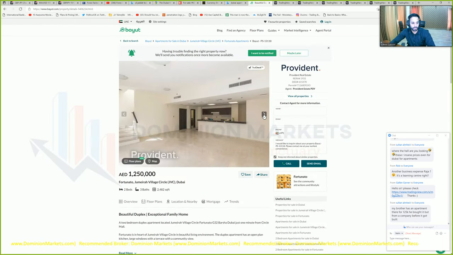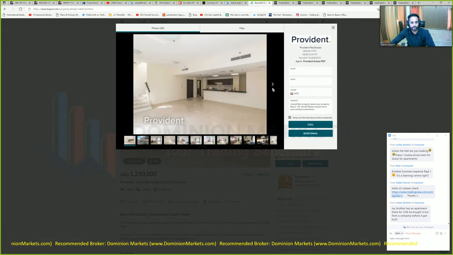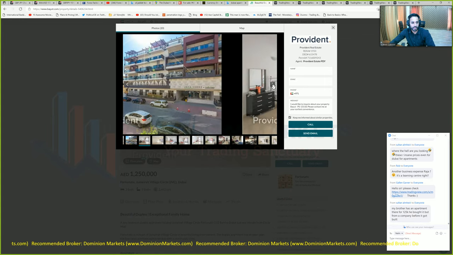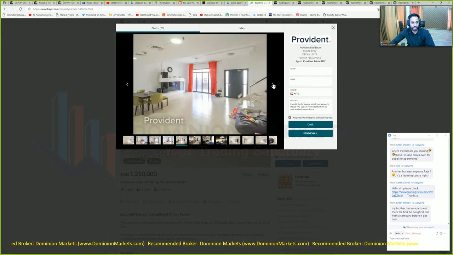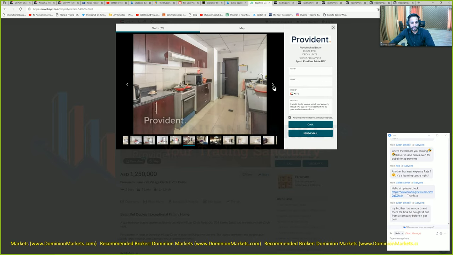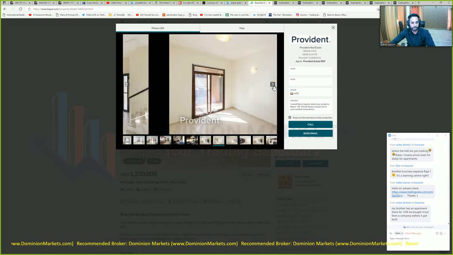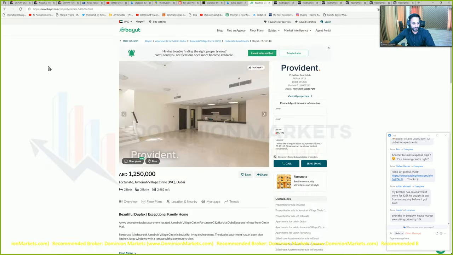Yeah, actually, this is not bad. 1.25. Yeah, this is pretty big space there. Furnishing is pretty shit, to be honest. They got a dog in there, too. Probably spent some more money on furnishing.